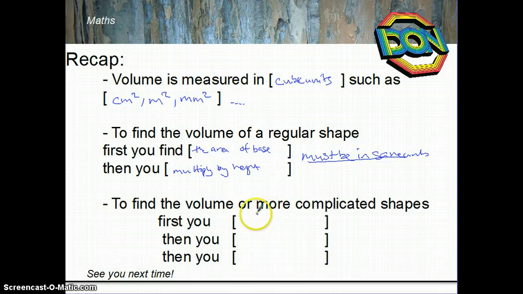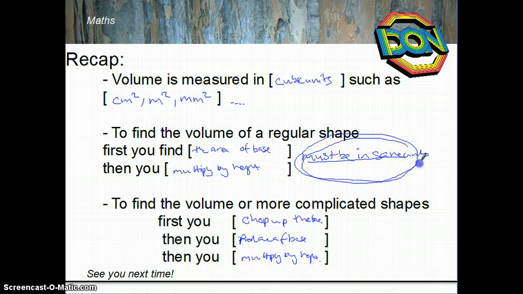To find the volume of more complicated shapes, first you chop up the base, then you find the area of the base, and then you multiply by the height. Again, must be in the same units.